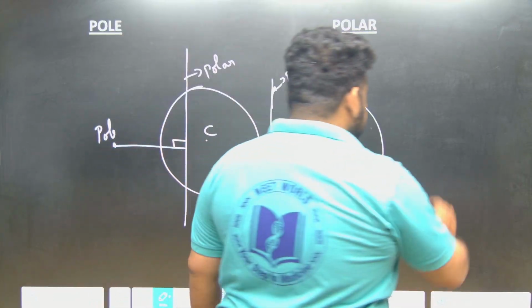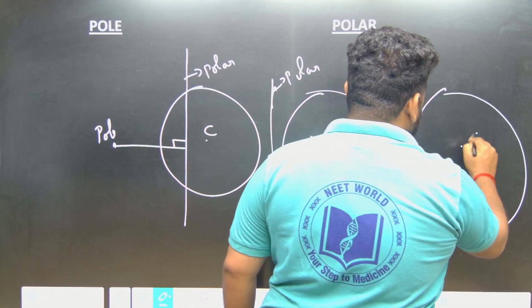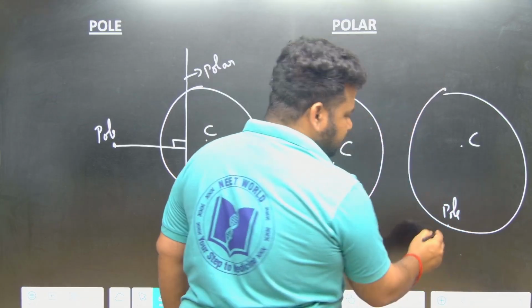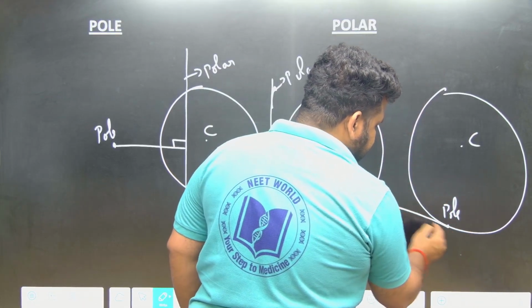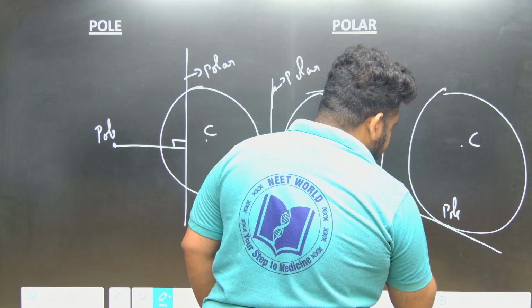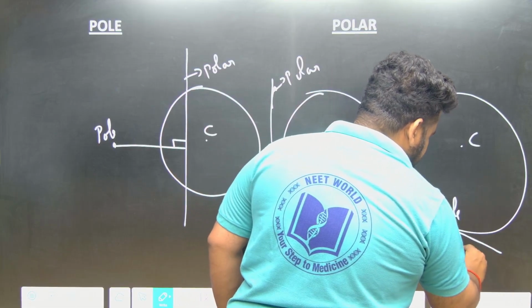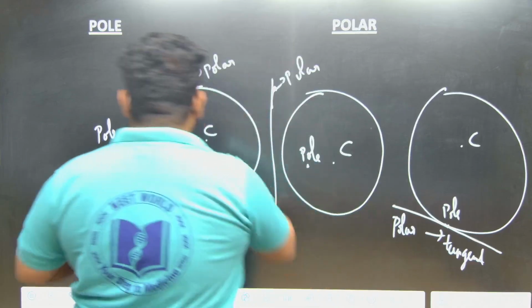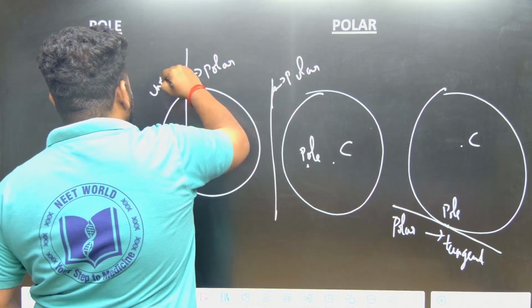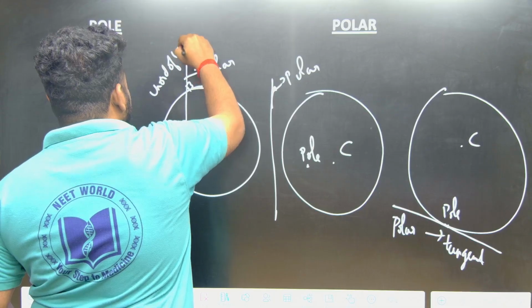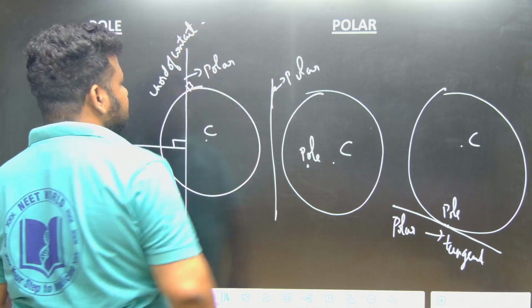Then suppose your question is: if the pole is on the circle, where will the polar come? The polar will come and touch the circle at the pole, at one point. This polar, as you already know, is the tangent. And when the pole is outside with two contact points A and B, this polar is called the chord of contact. Clear, friends?